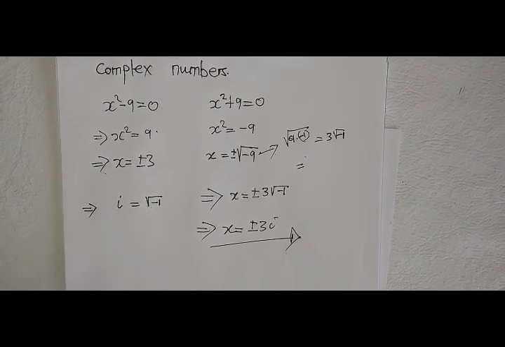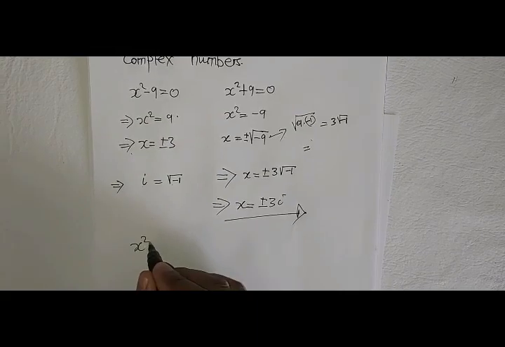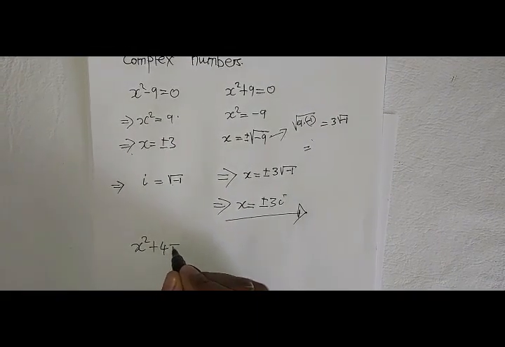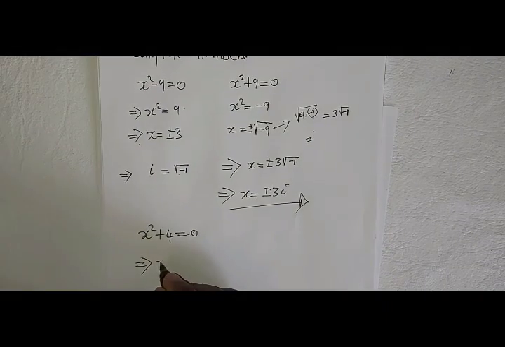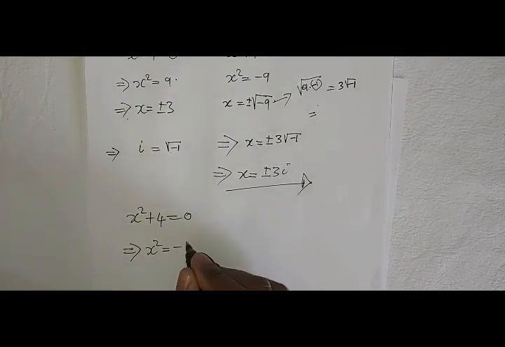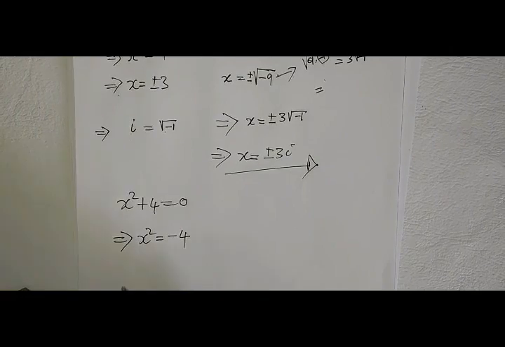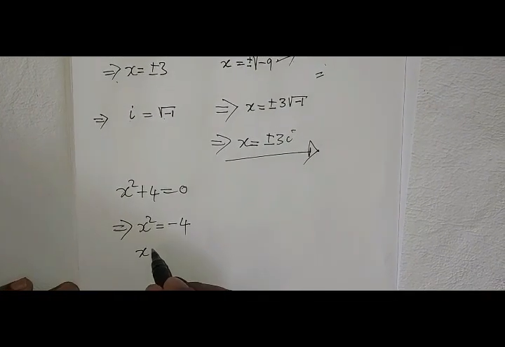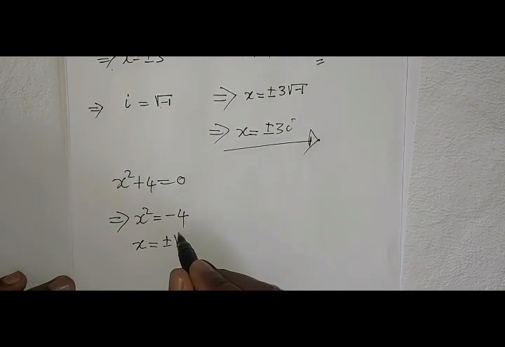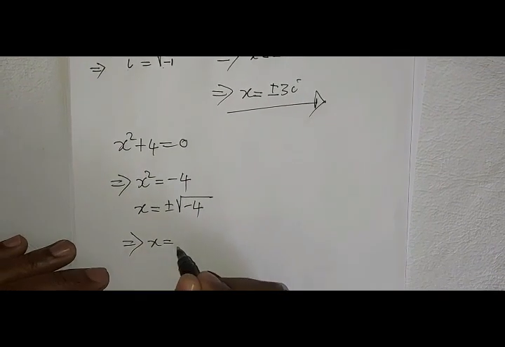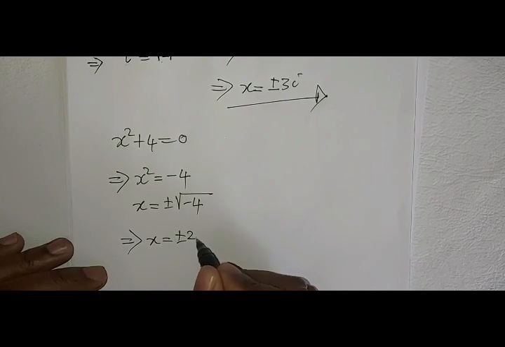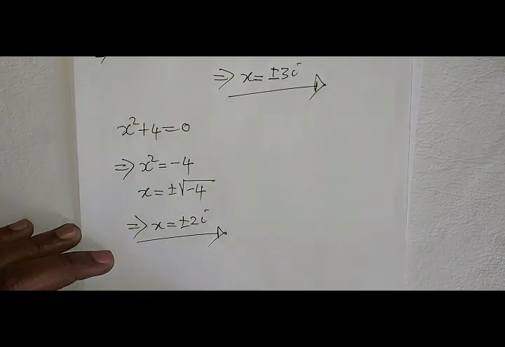For example, quickly, if I give you x squared plus 4 equals 0, it's a quadratic equation, which implies that x squared is equal to minus 4. We put square roots both sides, therefore x is equal to plus or minus square root of minus 4, which means x is equal to plus or minus 2i, because it's a complex number.